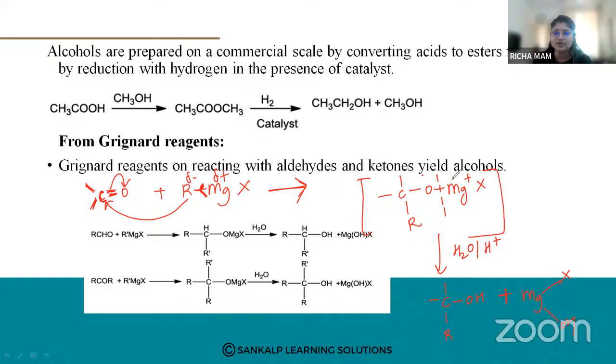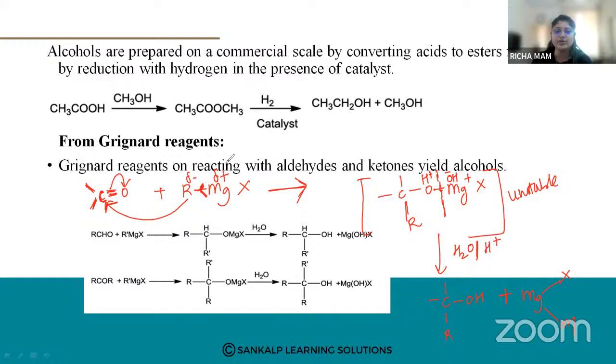Across here we are adding H plus ion, and here we are adding OH minus ion. So what is happening? The R attacks the carbonyl carbon, the bond is polarized, and this is the product obtained. This is an unstable intermediate. Further hydrolysis will give you the respective alcohol and the byproduct. Is it clear?